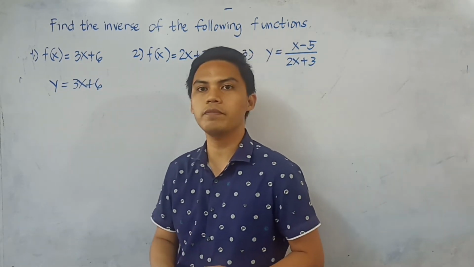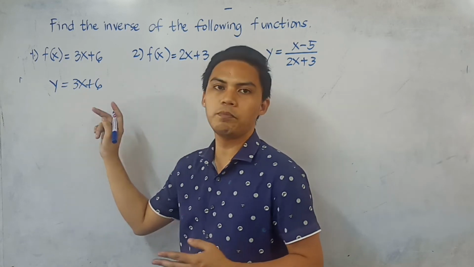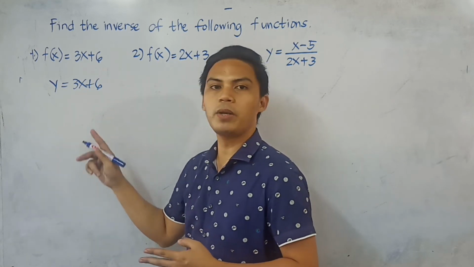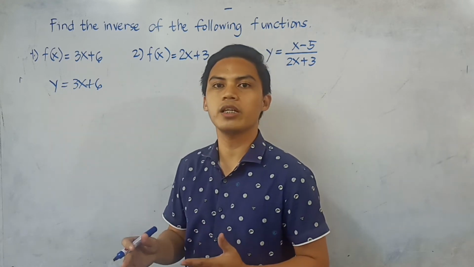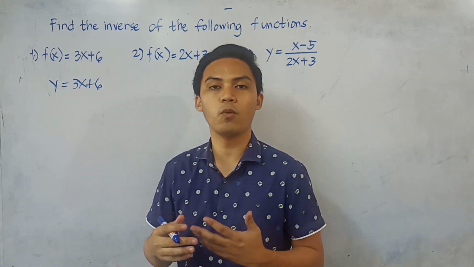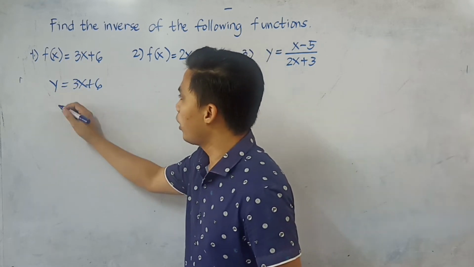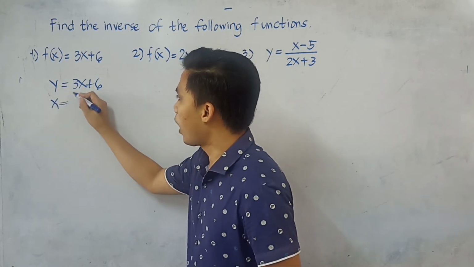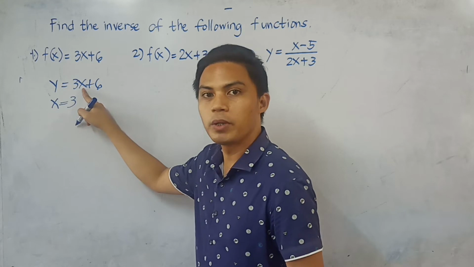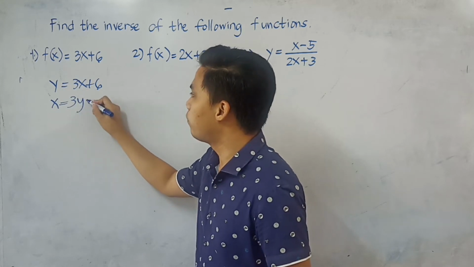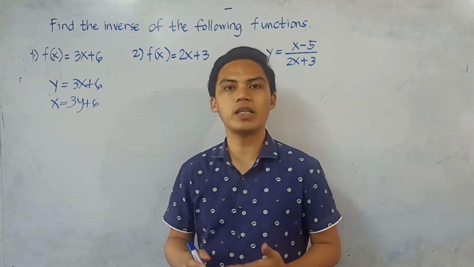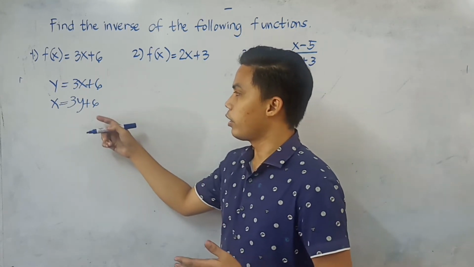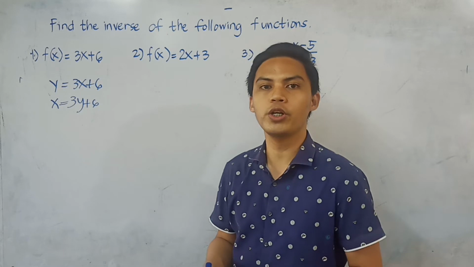Ang second step, we're going to trade the places of x and y. So, ibig sabihin, yung y magiging x at yung x naman magiging y. So, y becomes x, copy 3, then yung x magiging y. So, we have x is equal to 3y plus 6. Okay. The third step, we're going to solve for y.